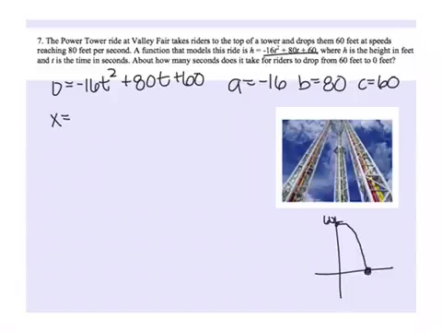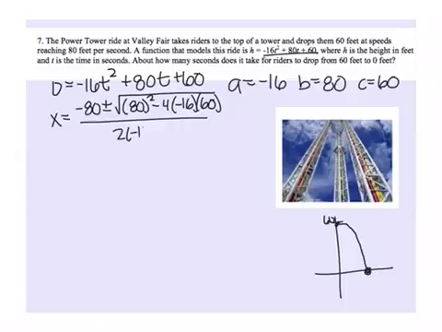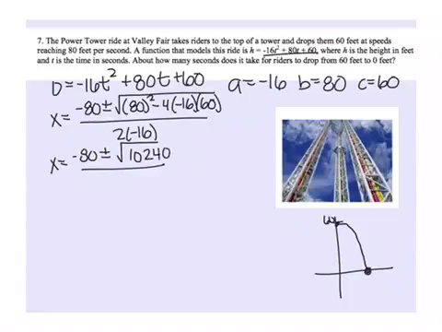So x equals the opposite of b plus or minus the square root of b squared minus 4 times a times c, all divided by 2 times a. So again, do this piece by piece. Plug all of the numbers underneath the radical, or underneath the square root, in first. So negative 80 plus or minus the square root. If I do that, I get 10,240, divided by 2 times the negative 16 gives me negative 32.